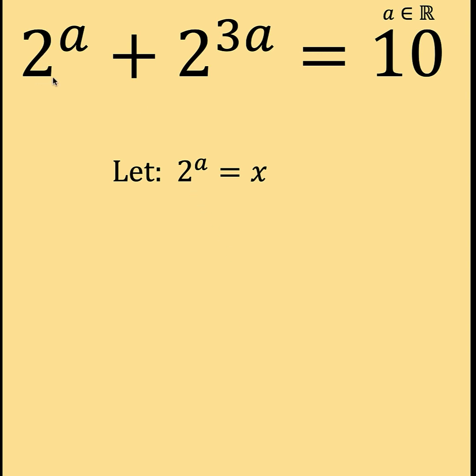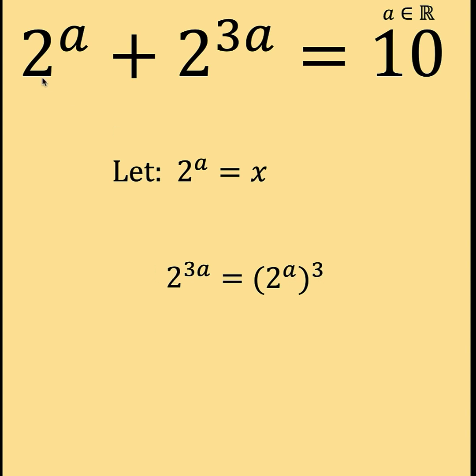So we let the value of the expression 2 raised to a be equal to a certain variable x. And then based on this substitution, we can now express the second term, 2 raised to 3a, as the quantity 2 raised to a, all raised to 3, using the inverse of the power law of exponent. Because when you have the quantity 2 raised to a all raised to the third, we can apply the power law of exponent by copying the base 2 and multiplying the exponents a and 3 to get 3a.